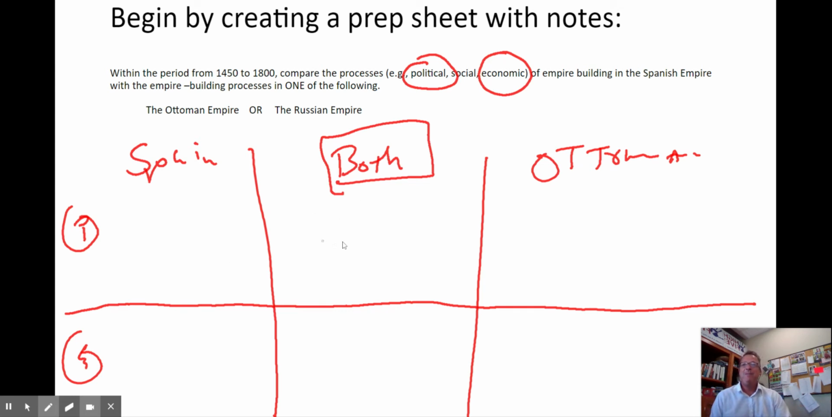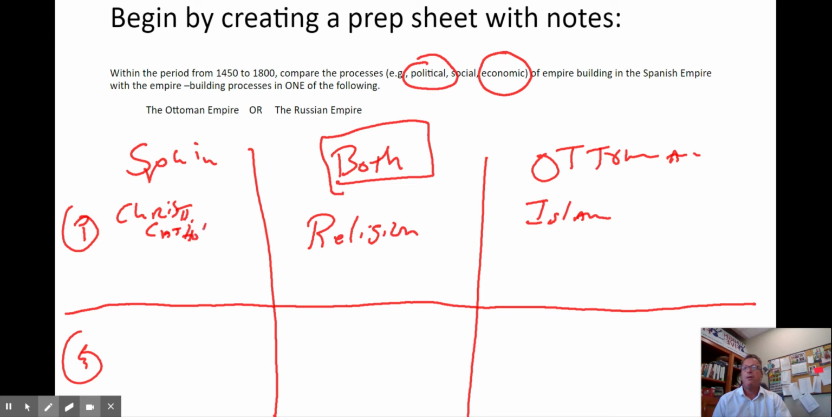Okay. So both of these, how did Spain and the Ottoman world both build an empire politically? Well, I think they were fairly violent, both of them. And if I'm not mistaken, they both used kind of like an us versus them mentality. And that us versus them mentality was their religion. So they used a religion to build their empire. The Ottomans used Islam, and the Spanish used Christianity, or you can even call it Catholicism if you wanted.